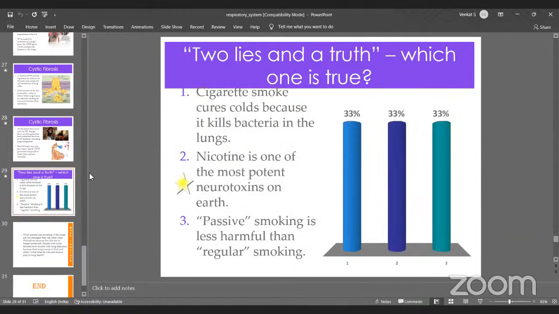So, two lies and a truth. Which one is the true one? Nicotine is one of the most potent neurotoxins on earth. Very important: cigarette smoke causes colds because it kills bacteria in the lungs. Yes, there is a 33 percent chance. Then the third one: passive smoking is less harmful than regular smoking. This is the 33 percent.